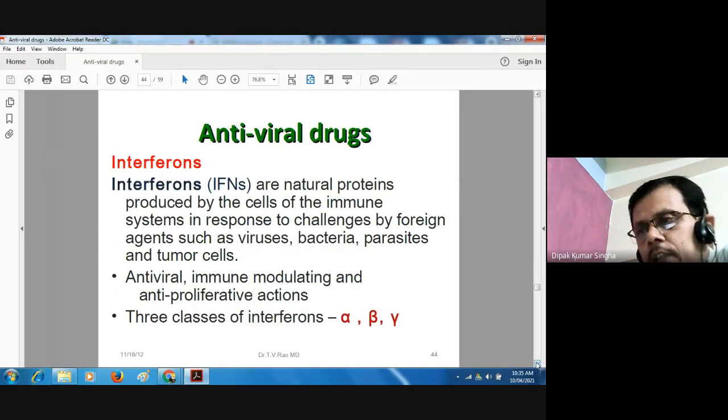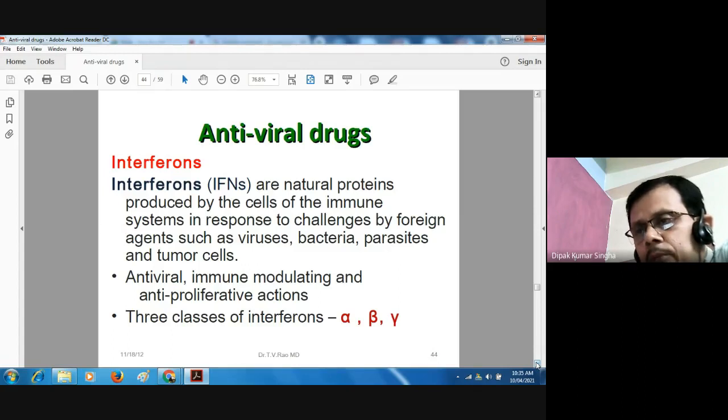Interferons are natural proteins produced from the cells of the immune system, responsible for defending against foreign agents such as viruses, bacteria, parasites, and tumor cells. So interferon is a natural product produced by the immune system, and it is effective not only against viruses, bacteria, and parasites, but tumor cells also. In case of cancer also, interferon is used.